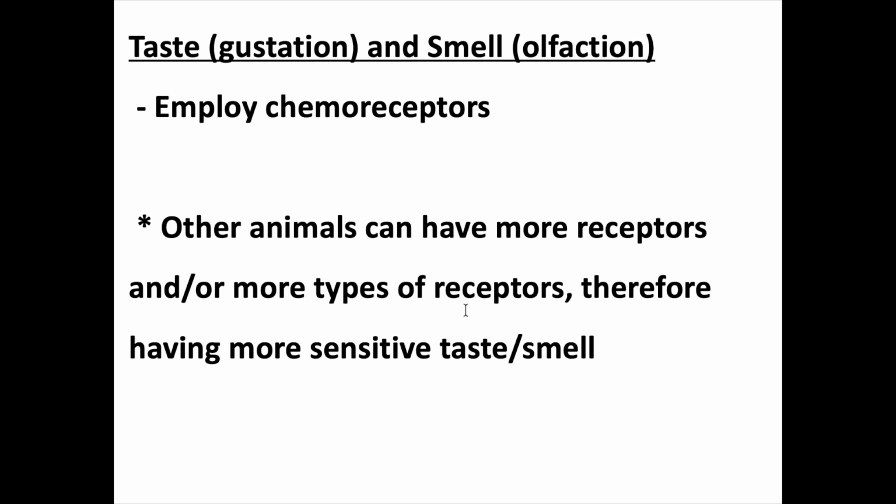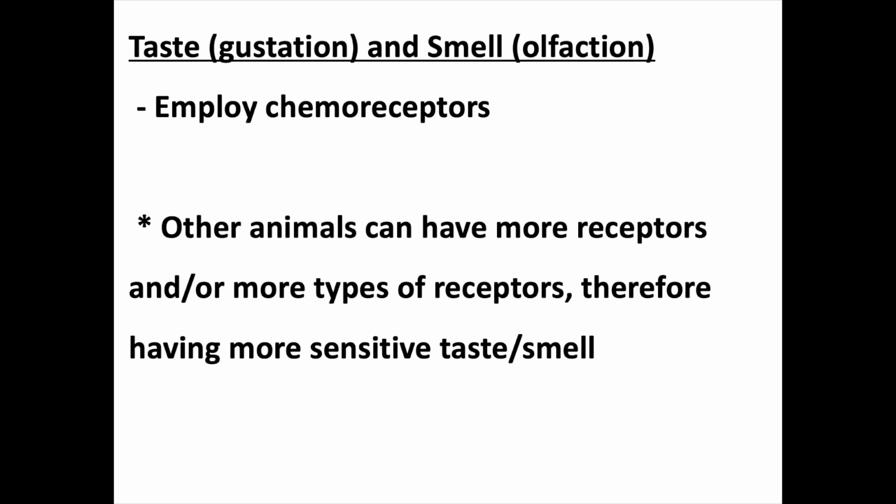But there are lots of things out there that other animals have receptors to, that they can smell or taste that we can't perceive at all. And so they can have more sensitivity by having a higher density of these receptors, or they can just have a broader repertoire of receptors that we don't have, and they can taste and smell things that we cannot taste and smell. But yeah, at the end of the day, classic chemoreceptors.